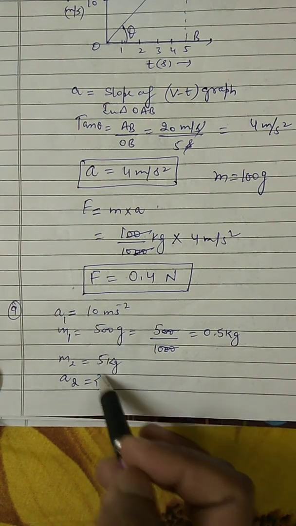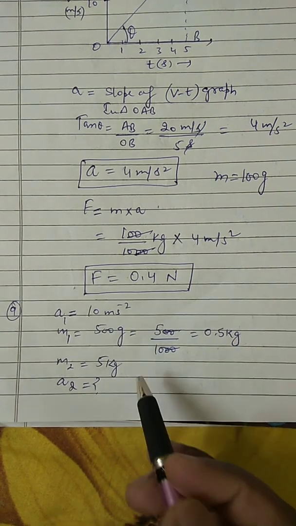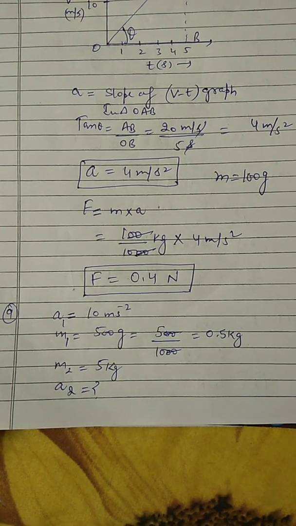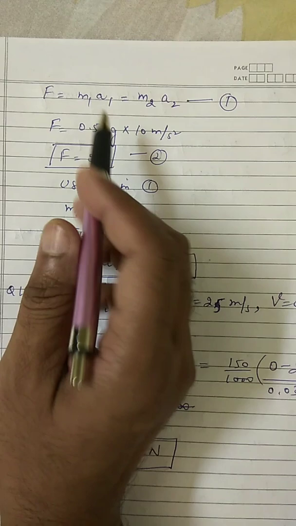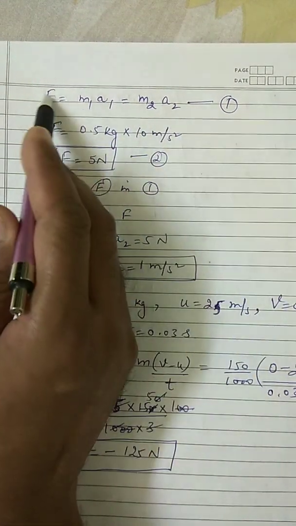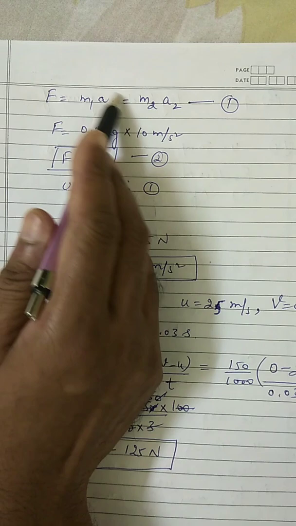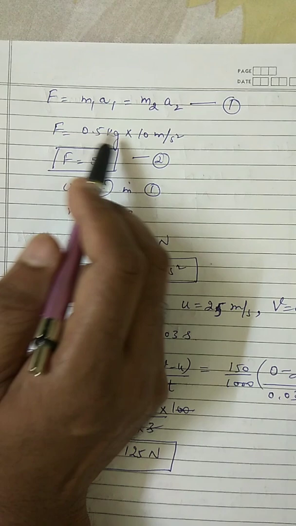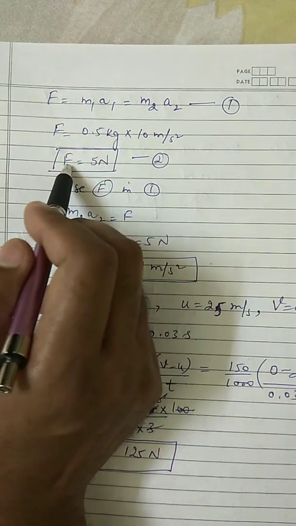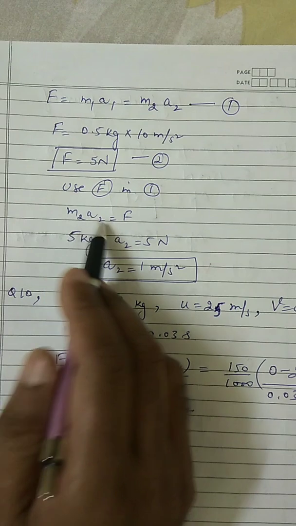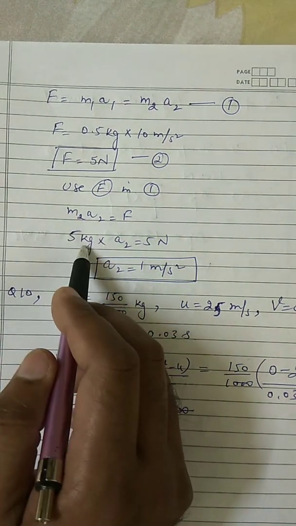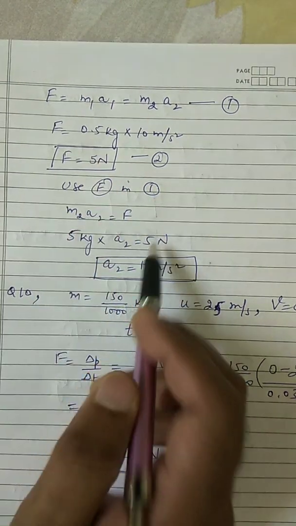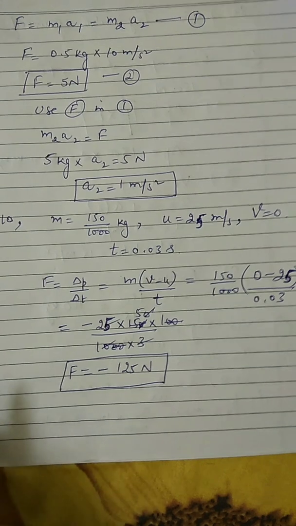So for the same force, what will be the acceleration in case of 5 kg? As you know, force is equal to mass into acceleration. Apply the formula force is equal to M1 A1 is equal to M2 A2. This force is same for both. First we'll get force is equal to mass into acceleration of the first, M1 A1. 0.5 into 10, force is 5 Newton. Same force will be equal to M2 A2. M2 A2 is equal to F. 5 kg is the mass M2. We have to find A2, 5 Newton we got. A2 is 1 meter per second square.